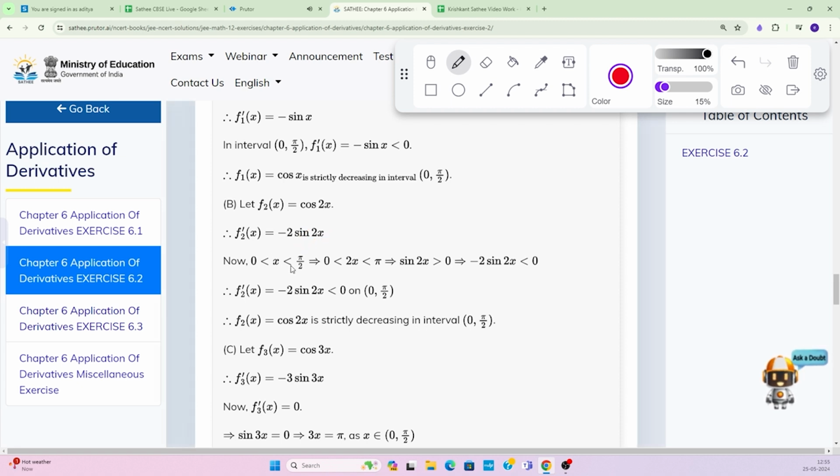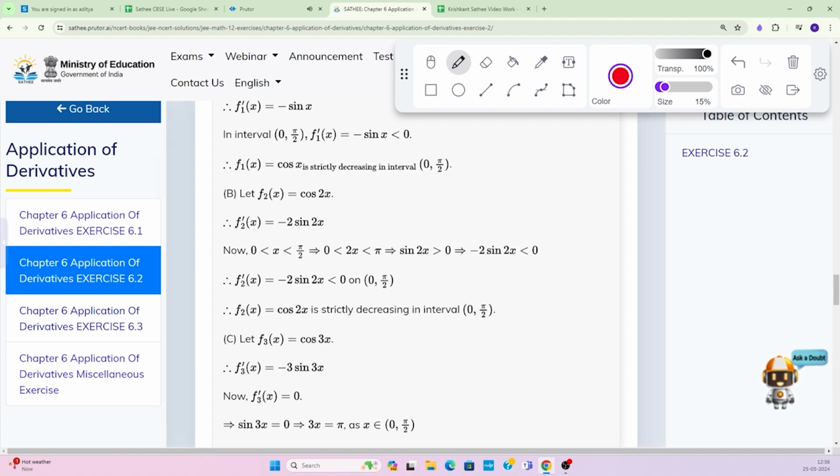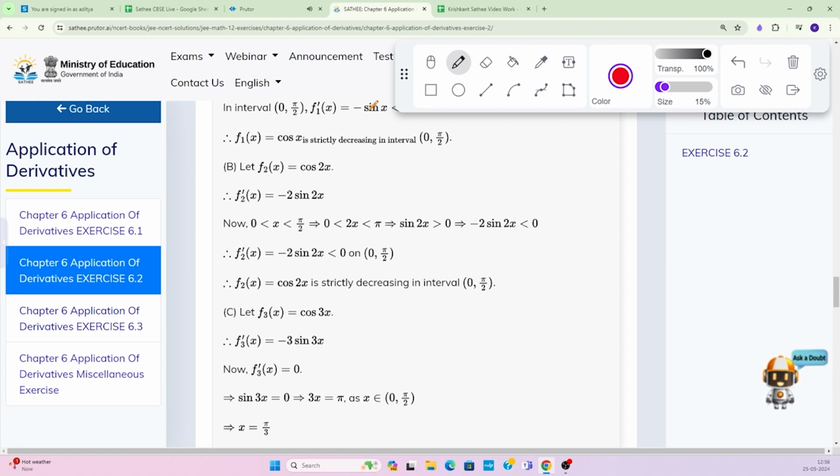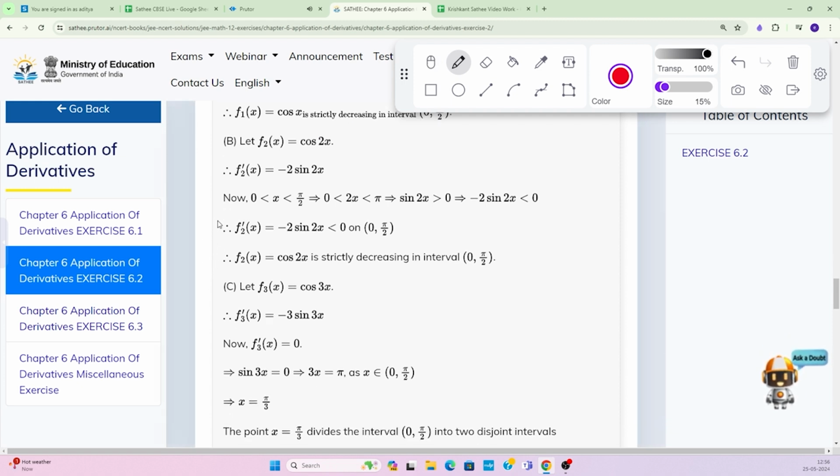Now you all know x belongs to what? 0 to pi by 2. So this means 2x belongs to 0 to pi, and we know that sine on 0 to pi will be what? Positive. This means minus multiplied by positive will give you negative. So this means still decreasing in 0 to pi by 2. Okay, decreasing in 0 to pi by 2. Clear?